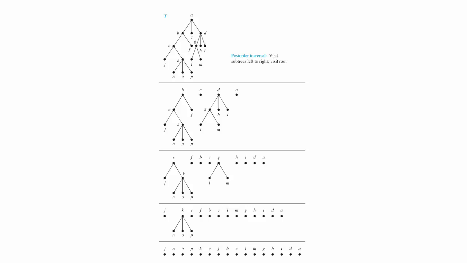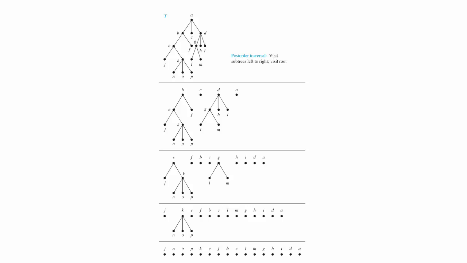The post-order traversal of the subtree with root B begins with the post-order traversal of the subtree with root E, followed by F, followed by the root B. Then the post-order traversal of the subtree with root D begins with the post-order traversal of the subtree with root G, followed by H, followed by I, and followed by the root D. Now the post-order traversal of the subtree with root E begins with J, followed by the post-order traversal of the subtree with root K, followed by the root E, and the post-order of the subtree with root K is N, O, P, K.